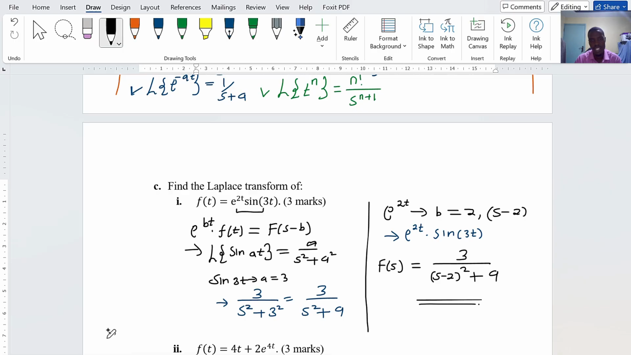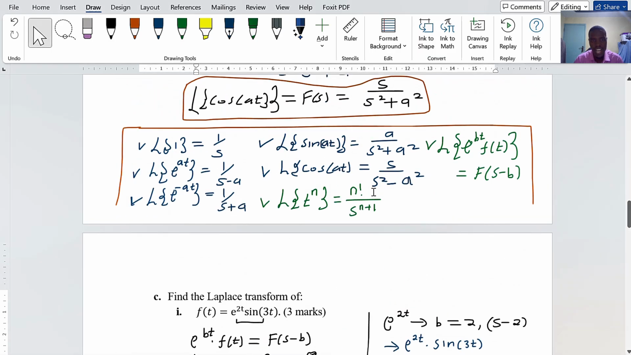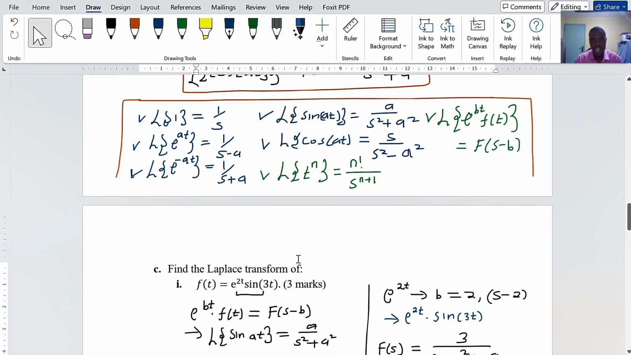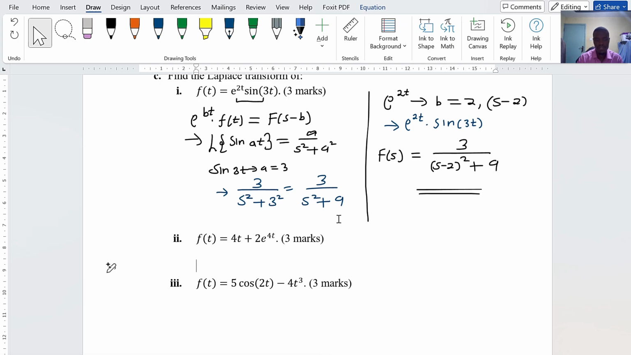So that is how easy it is when you know the standard Laplace transforms, which we have just listed here after deriving 1, 2, 3, 4, 5. I've only not derived 2, which you can try yourself. Now we go to the next one.